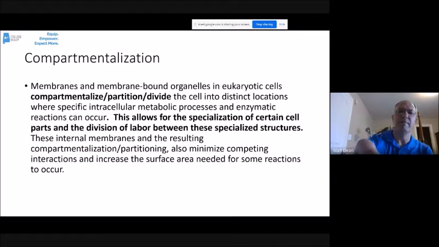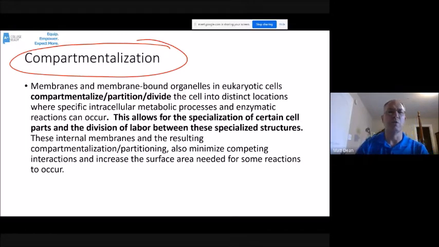So I already talked a little bit about compartmentalization, but it's a really important theme. The internal parts of a cell, at least in eukaryotes, are divided up into specialized areas, organelles. And this allows those areas to take on very specific functions, become really efficient at those functions, and divide up the labor so that the overall cell becomes much more efficient, much better at carrying out complex processes.